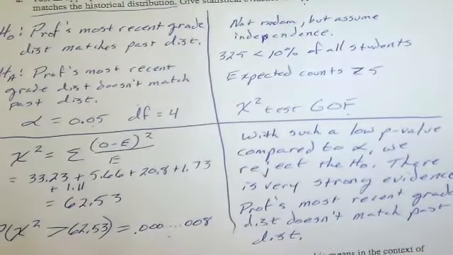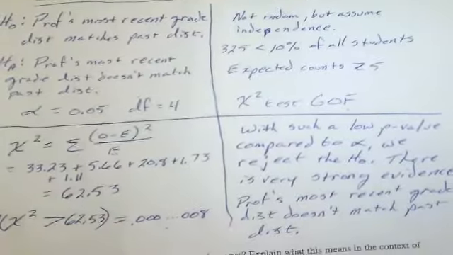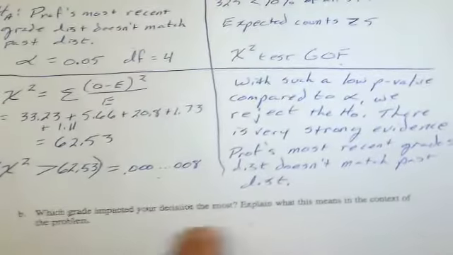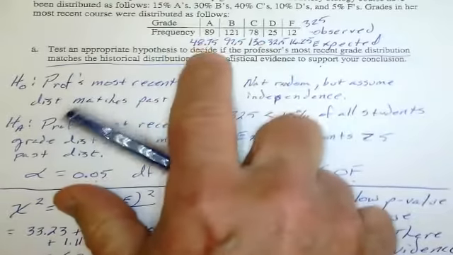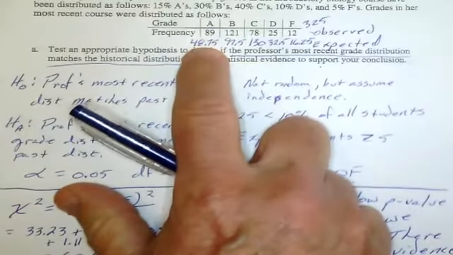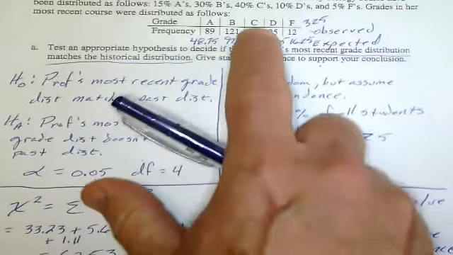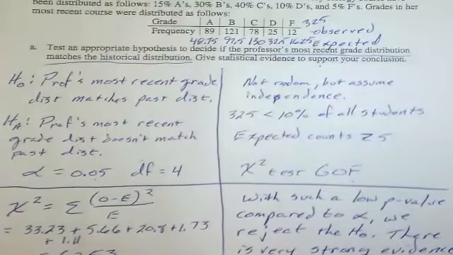And obviously that's because the answer to part B says which grade impacted your decision the most. It's obviously up here. That's an increase of nearly 40. This is a decrease of nearly 50. So there's where our biggest problem is. That's where most of the concern is.